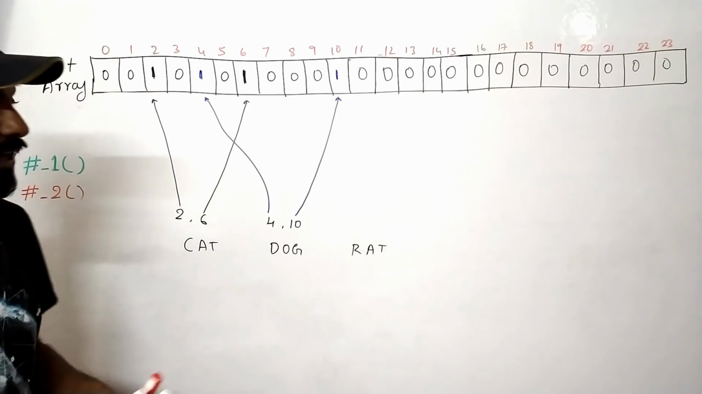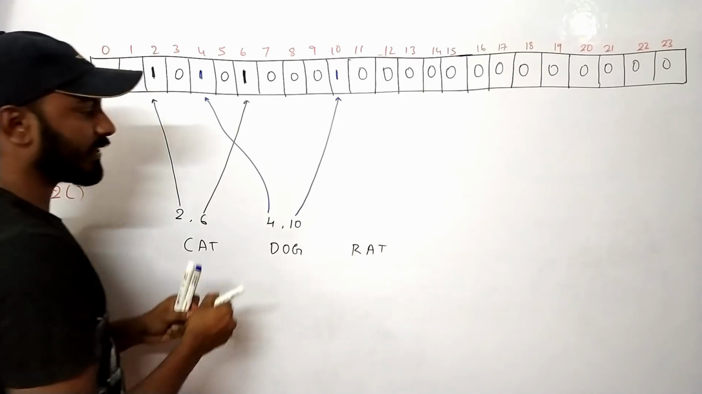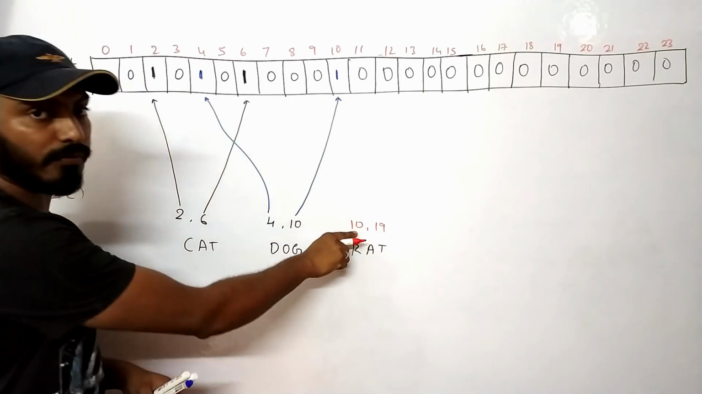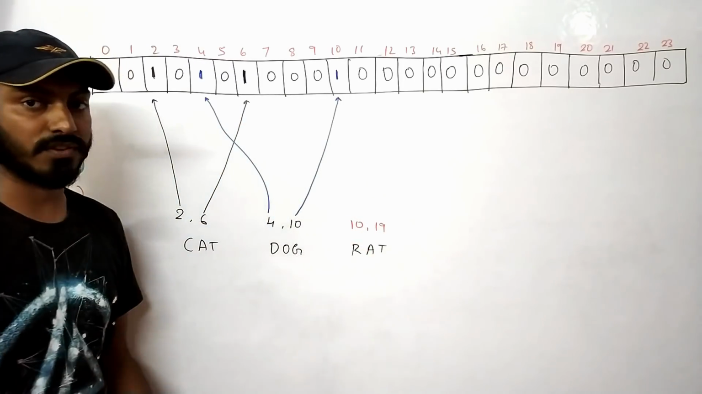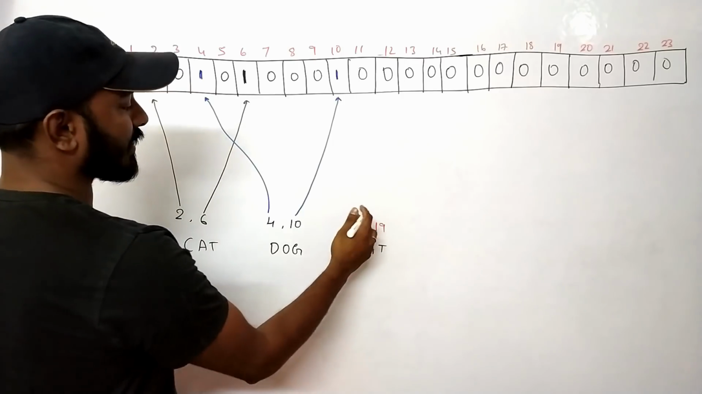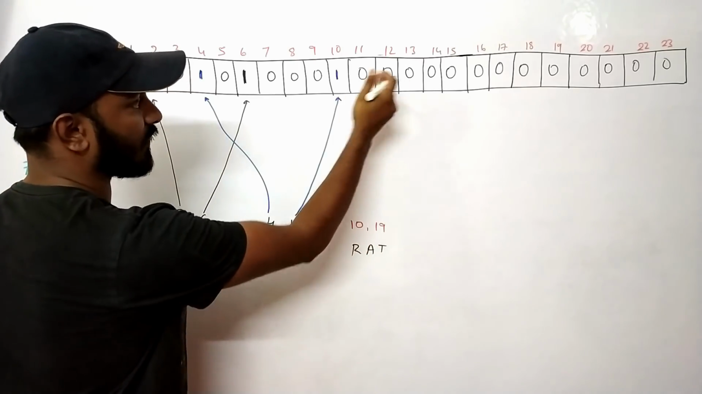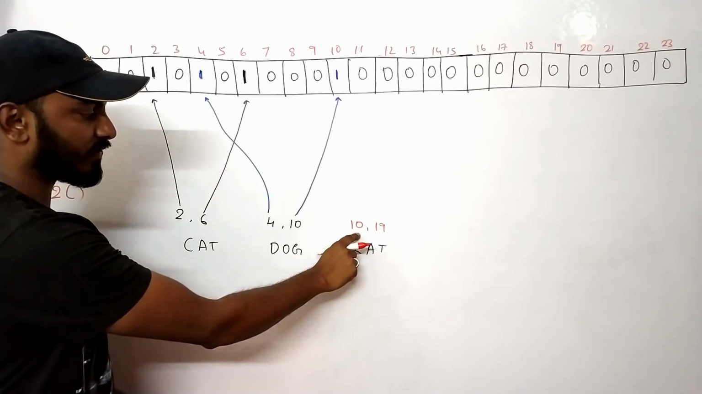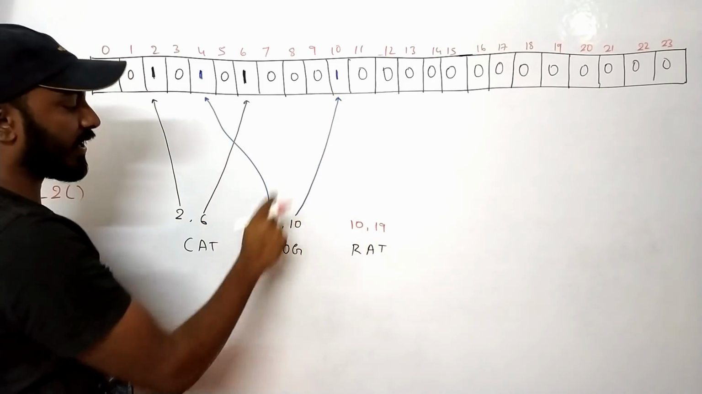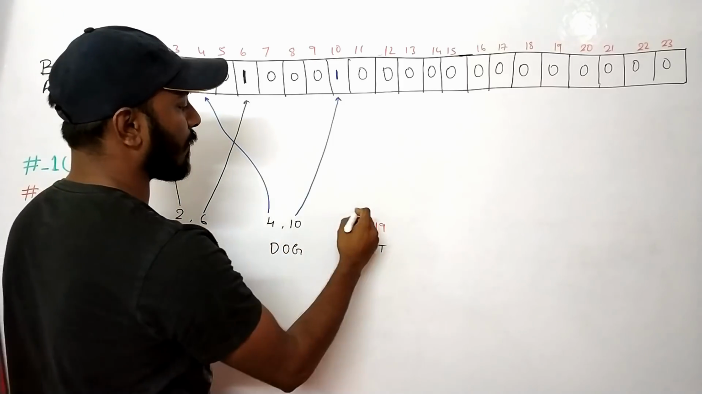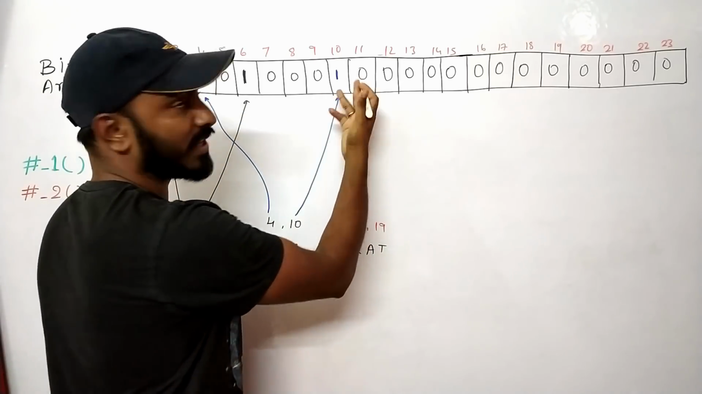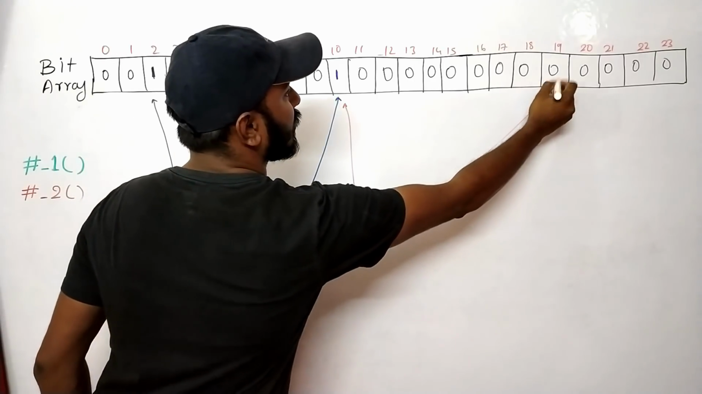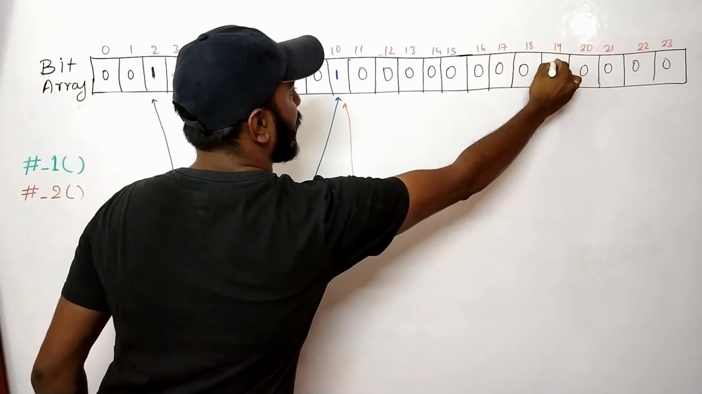Now let's also save rat into the Bloom filter. Consider we got 10 and 19 for the input rat. This is the output of hash function 1, and this is for hash function 2. Now let's set the respective indexes to 1 also. If you see, this hash function also gave 10, which is already set by dog. That's not a problem. We see it's already 1, so we don't need to set it. And for 19, we go here and set this value to 1.